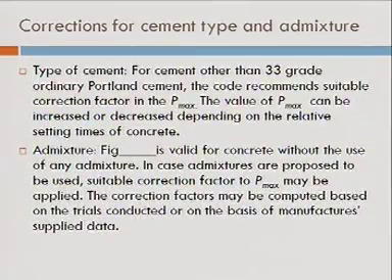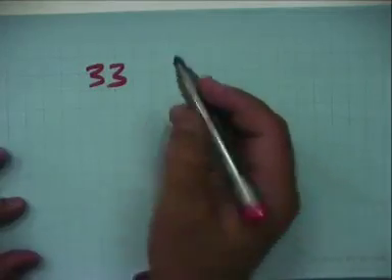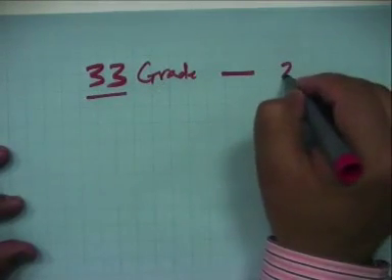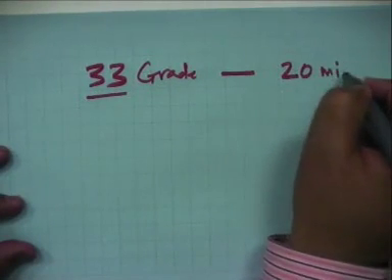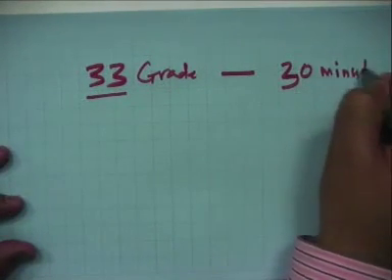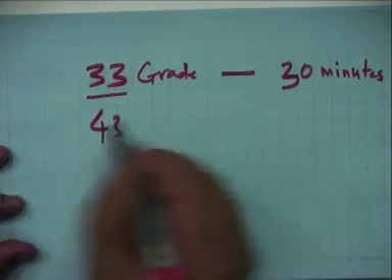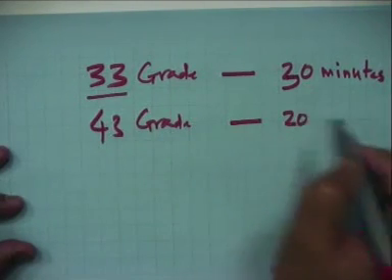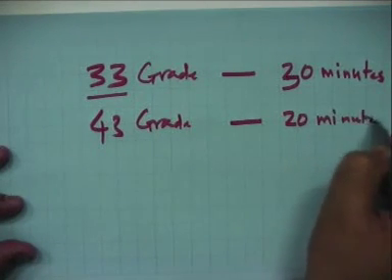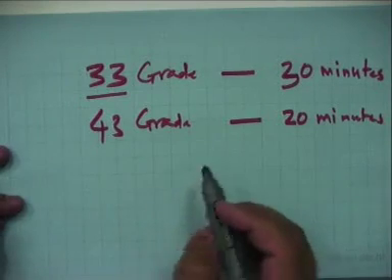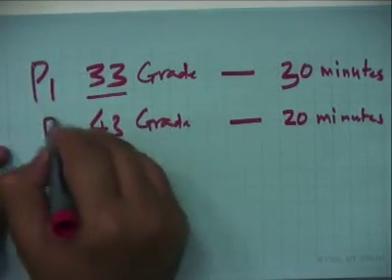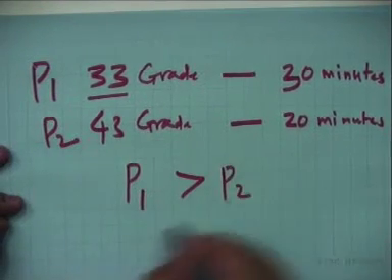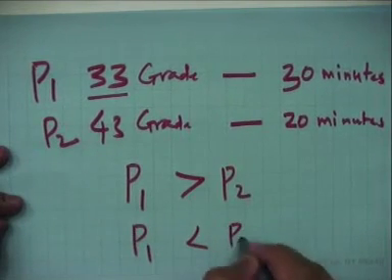You understand it like this. There is a 33 grade concrete, let us say its setting time is 30 minutes, and let us say I am just giving you these rough values. 43 grade cement, let us say it gets set in 20 minutes itself. So suppose here it is P1, here it is P2. Okay. So is P1 greater than P2 or P1 less than P2? Which one is correct?